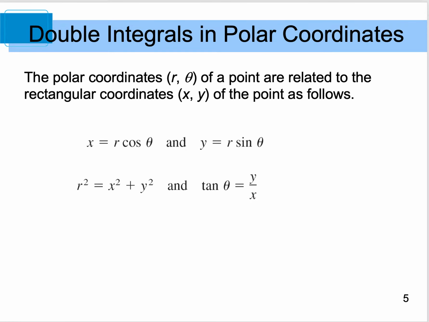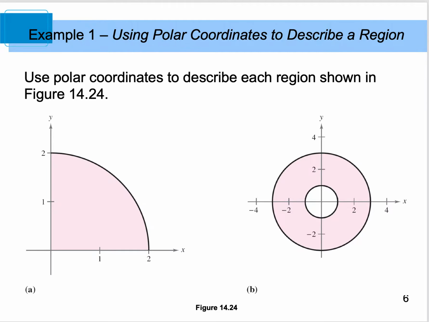From previous knowledge of polar coordinates, we know that x is r cosine theta. These are just formulas. y is r sine theta. r squared is equal to x squared plus y squared. And tangent theta is y over x. This is probably pretty helpful to write down somewhere to reference as we move throughout the course.